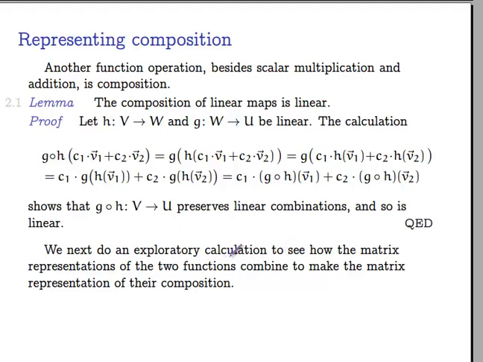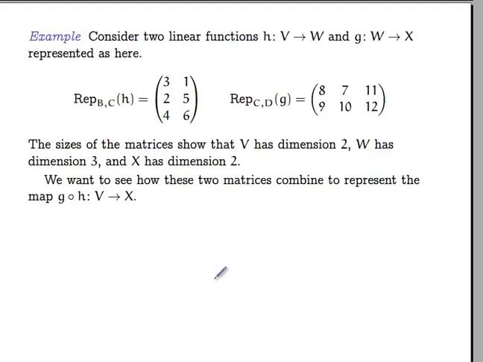All right, so let's do an exploratory calculation to see how the matrix representations of two functions combine to make the matrix representation of their composition. So, like the punchline I already shared, we're going to see that this corresponds to matrix multiplication. All right, let's take an example of two linear functions. H goes from V to W, and G goes from W to X, represented here.